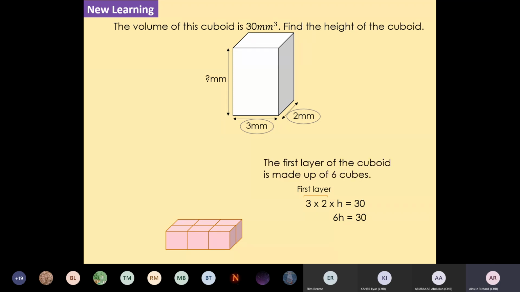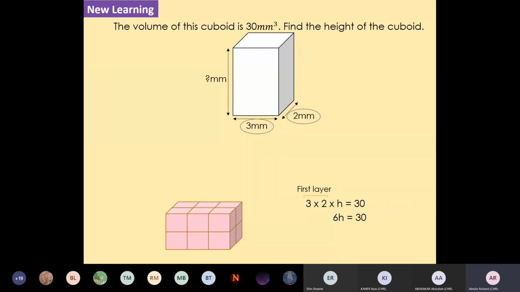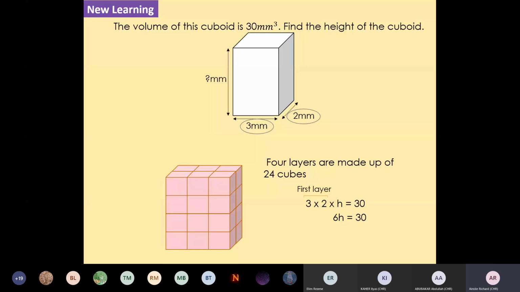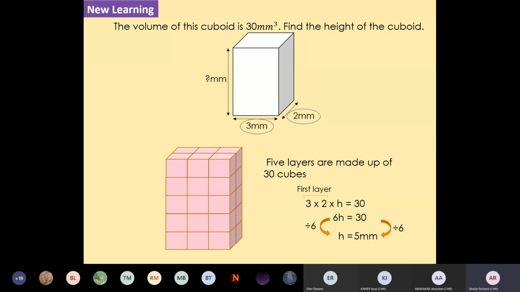We can use that to find out how many layers I need, because we know that one layer would be 6, 2 layers would be 12, 3 layers would be 18, 4 layers would be 24, and then 5 layers would be 30 cubes. So the inverse of times by 6 is divided by 6. So 6h divided by 6 is just h, one lot. And 30 divided by 6 is 5. So our height is 5 millimeters.